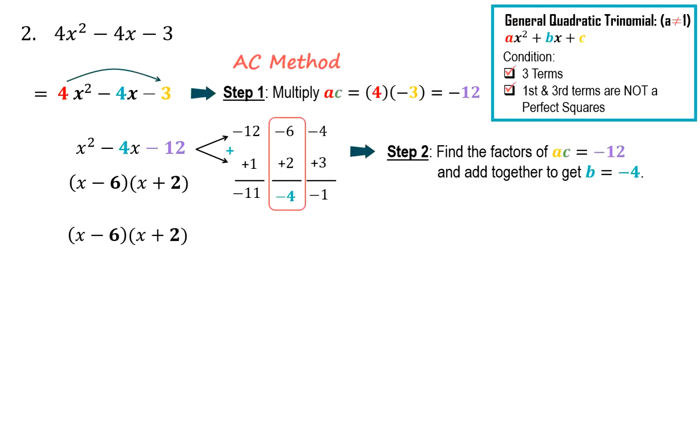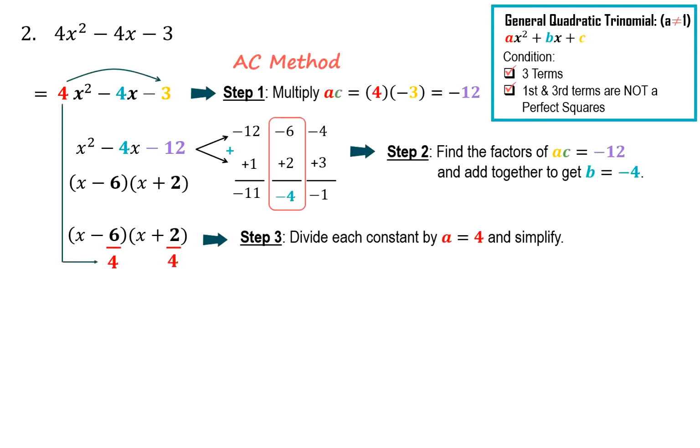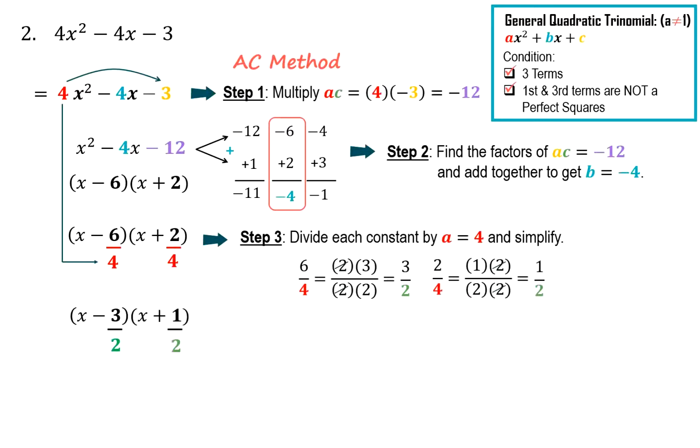Now, yung next step natin is we're gonna divide yung constant ng 4. So i-divide natin yung 6 at 2 ng a natin, which is 4. Divide lang natin sa 4. Now, isi-simplify lang natin yung 6 over 4. That would give us 3 over 2. Simplify lang natin yung 2 over 4. That would give us 1 half. And then, i-rewrite lang natin. So, that would give us quantity x minus 3 over 2 times quantity x plus 1 half.